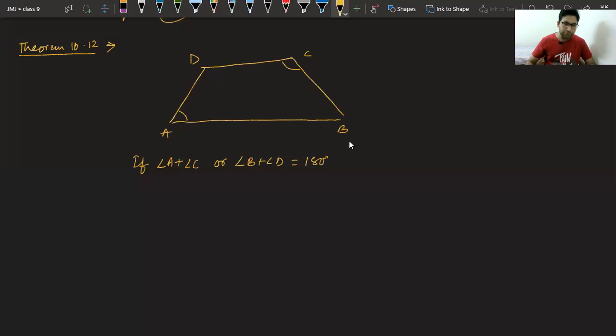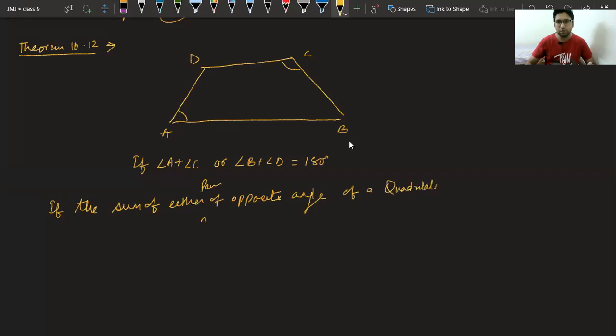Yes, correct. So we can say, this is a theorem, if the sum of either pair of opposite angles of a quadrilateral is equal to 180 degrees, we can say then that the quadrilateral is cyclic.